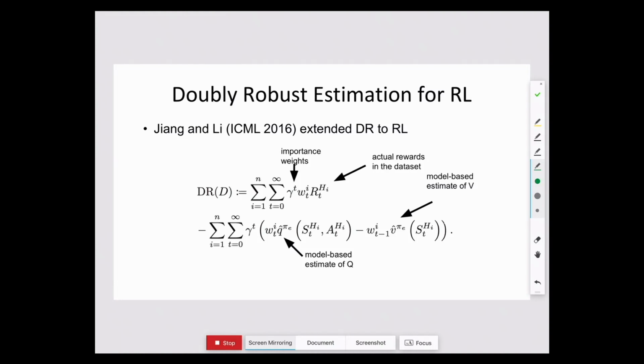And just like in the doubly robust estimator introduced by Miroslav, this is unbiased under some assumptions. In this case, I believe they assume that you know the importance sampling weights. And so it's unbiased in this case if you do this particular formulation of the control variate.